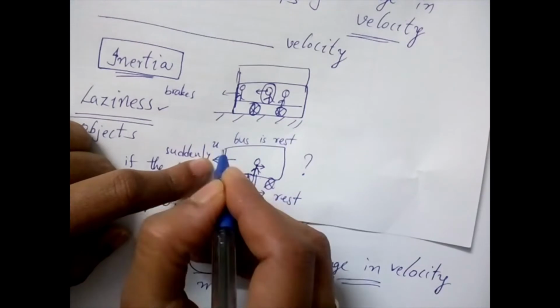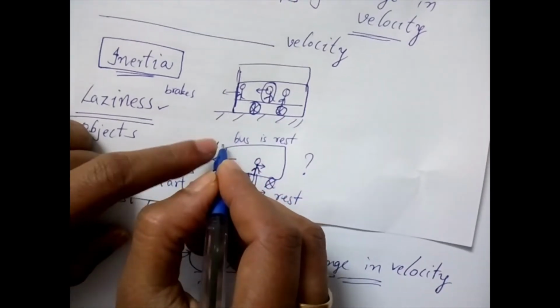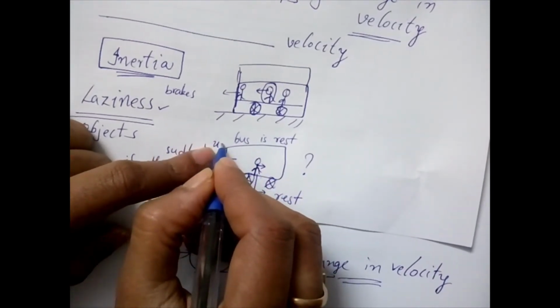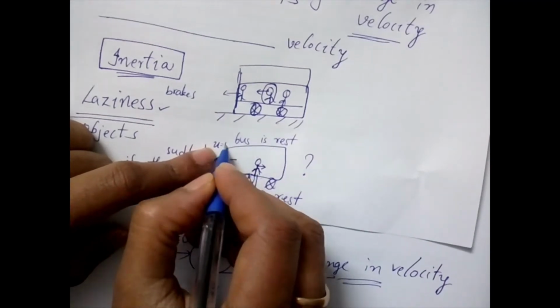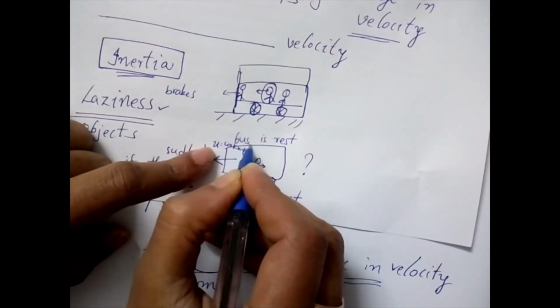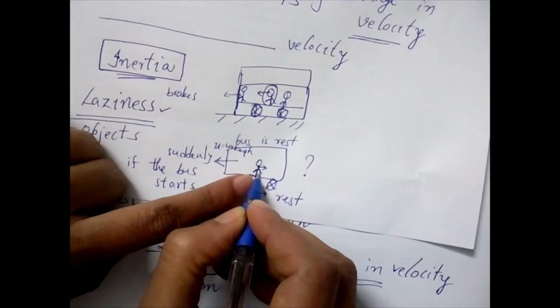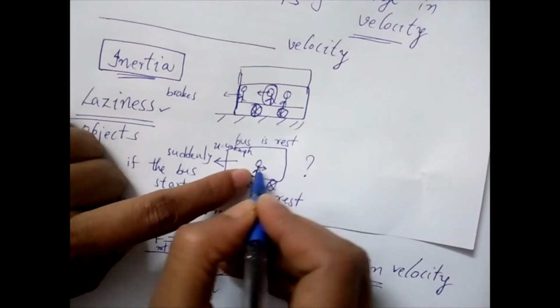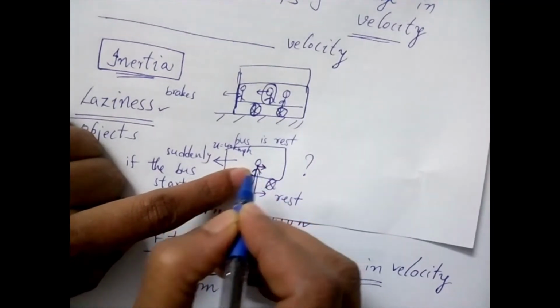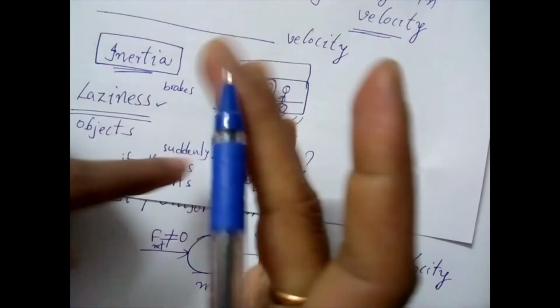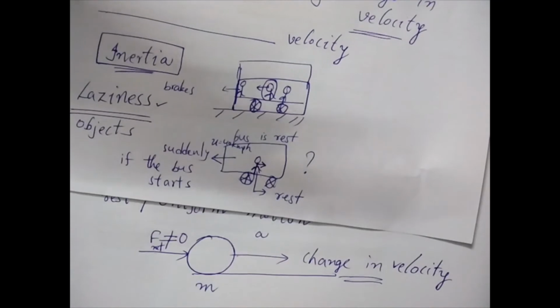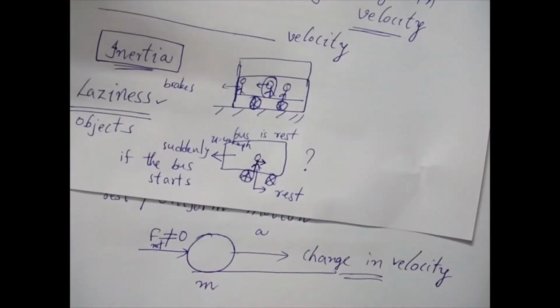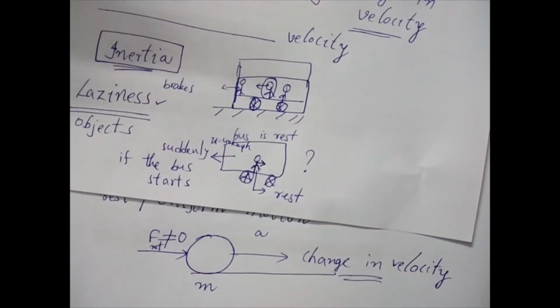So its initial velocity is 0. Now instead of 0 it will get some velocity. For example, we'll take 40 km per hour. But you were in rest. You don't want to change your position. That's why you will have a backward push. Understood? Bus is moving front, but you want to stay back itself. That's why you will have a backward push.